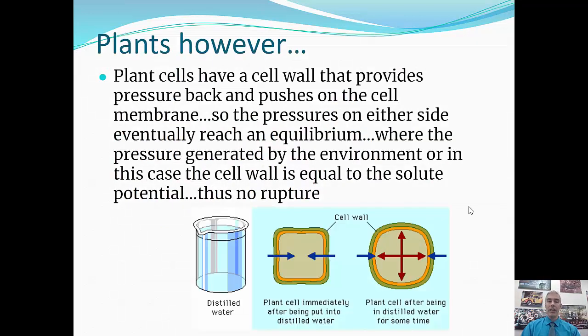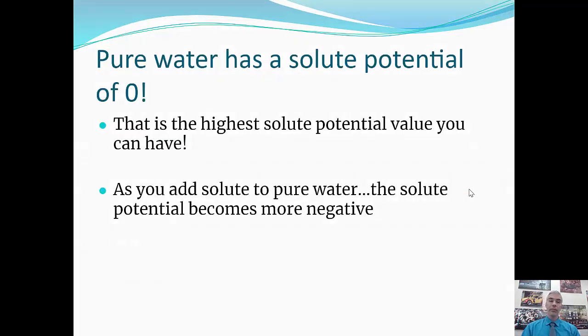But plants, on the other hand, have a cell wall that provides pressure back. Water is going to keep flowing in until the pressure on the inside and the outside actually reaches equilibrium. Okay, the pressure from the cell wall is equal to the solute potential. At that point it won't rupture, because the wall provides a cage around the outside, whereas the animal cell would rupture in that case.